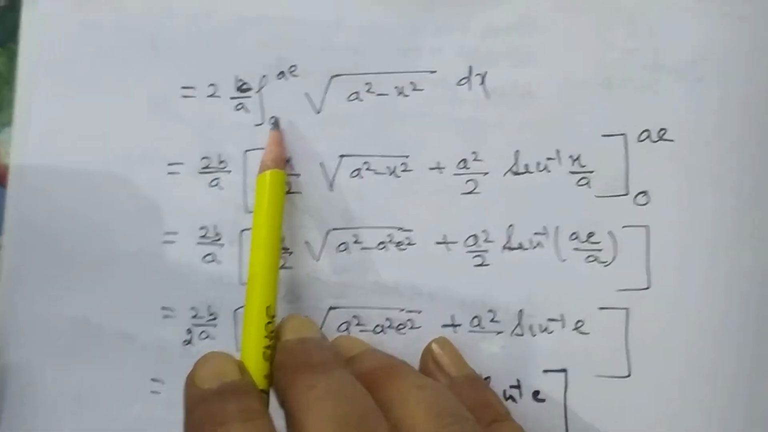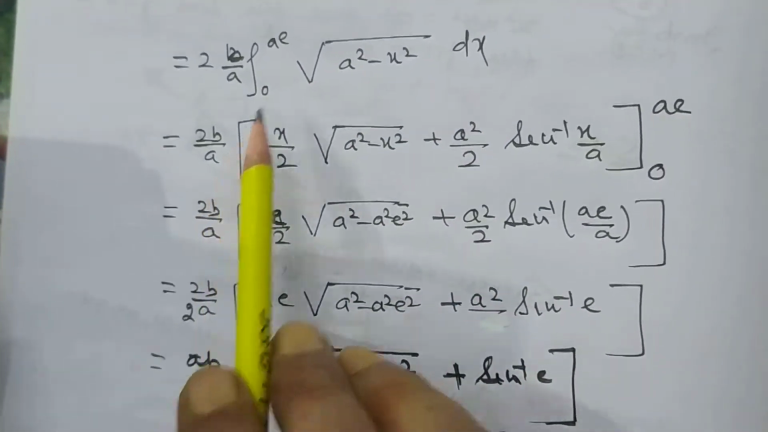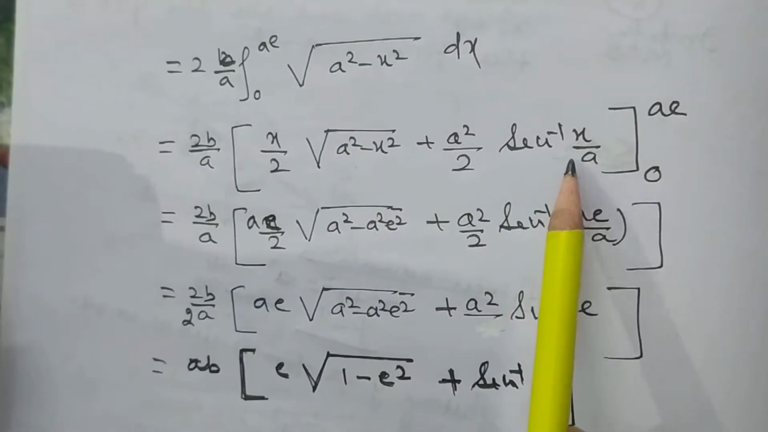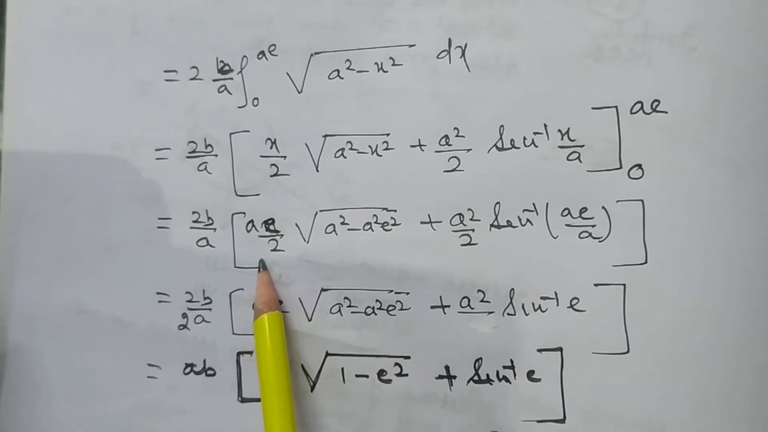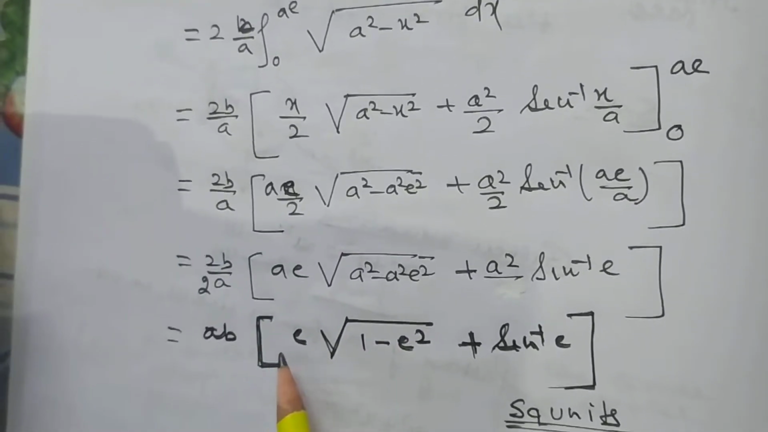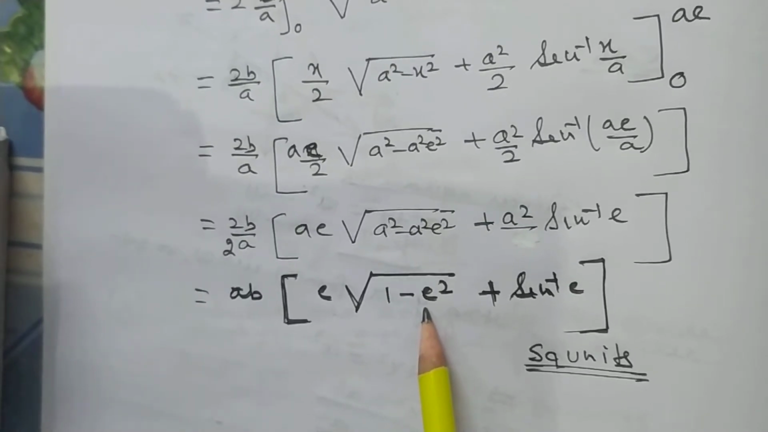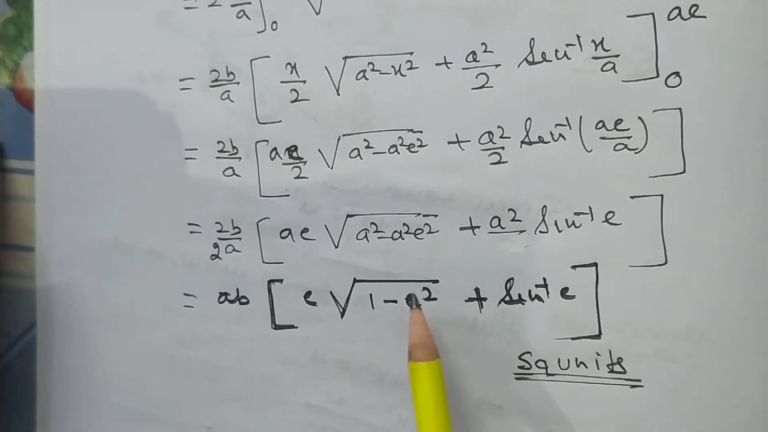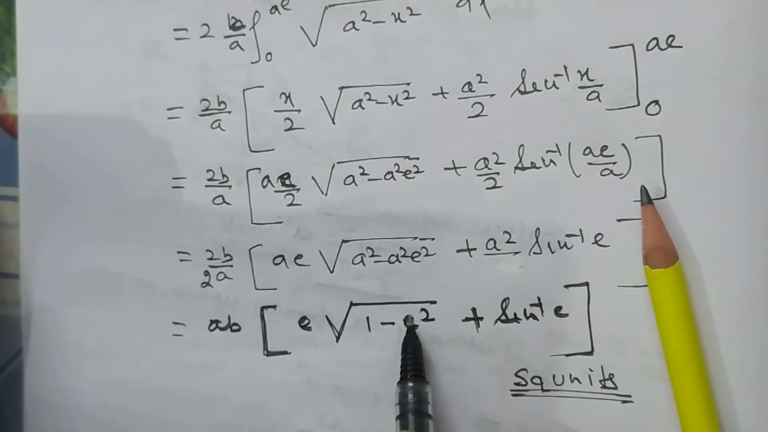The value of y, so it will be twice b by a, integral 0 to a of root over a square minus x square dx. And this formula is x by 2 root over a square minus x square plus a square by 2 sin inverse x by a, upper limit a, lower limit 0. By putting this value of limit and solving, we have ab e root over 1 minus e square plus sin inverse e. So, my dear students, you must remember this result.